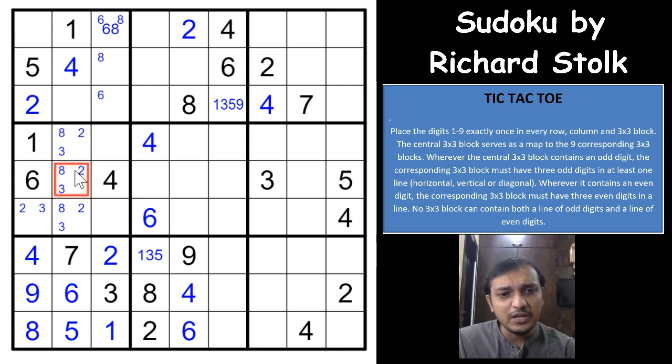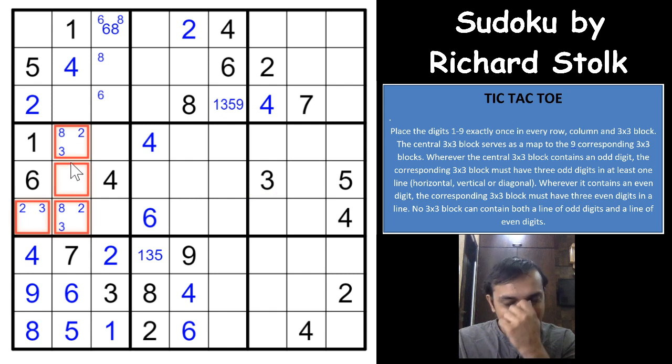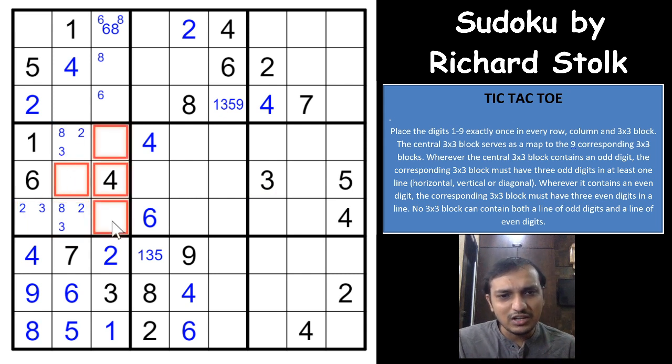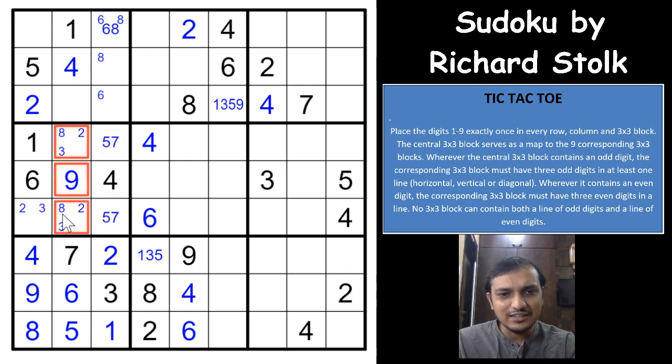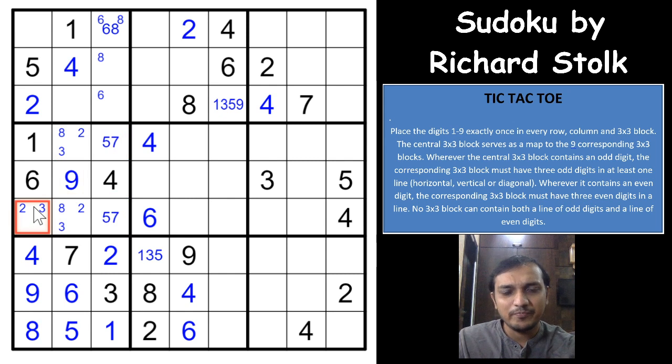Of course this cannot be an even digit, guys. This cell cannot be an even digit, because you will have 3 even digits in a straight line. So it cannot be 2, it cannot be 8, it cannot be 3 as well, because 3 is already there. So you have a 2, 3, 8 triplet here. Excellent. So these 3 digits are 7, 5 and 9, right? 5 and 7 cannot be here, so this cell would have to be 9, and this is a 7, 5 pair. Wow, that is excellent, guys. So this is awesome.